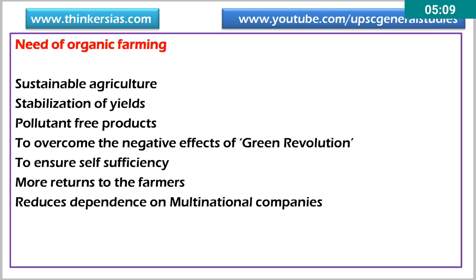It is a pollution free process. There is no pollution of environment, water, or air through organic farming, which helps overcome the negative effects of the green revolution. We were using increased amounts of fertilizers and pesticides in the green revolution period from the 1960s to the 1990s, which have polluted a significant amount of the environment. So now we need to overcome the negative effects of the green revolution. The best alternative is organic farming and integrated nutrient management, to ensure self-sufficiency, more returns to the farmers, and reduced dependence on multinational companies.